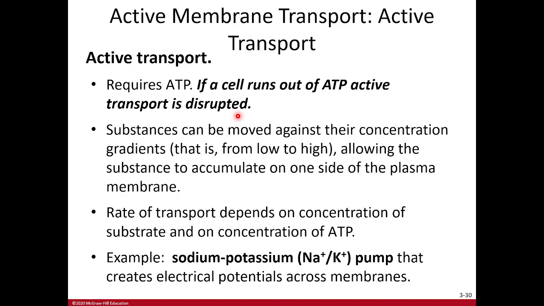It's like when you have an elevator, and this elevator is full of people already. But if you want one or two more people to enter into the elevator, what do you need to do? You need to spend energy. So you have to push against resistance. So in this case, active transport can force molecules to move from an area of low concentration to high concentration. And in order for that to happen, you have to spend ATP or energy.